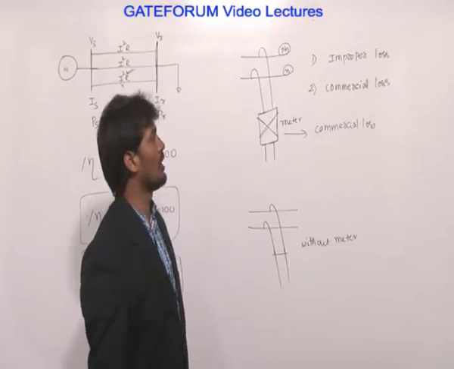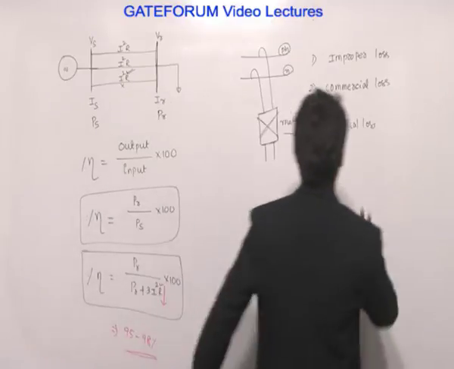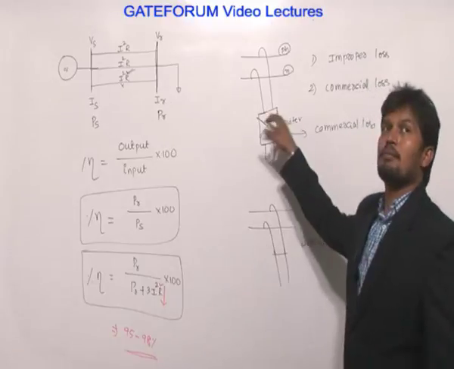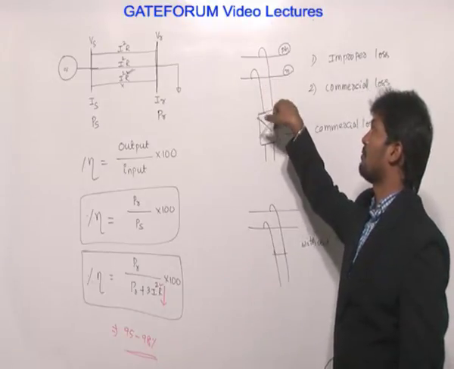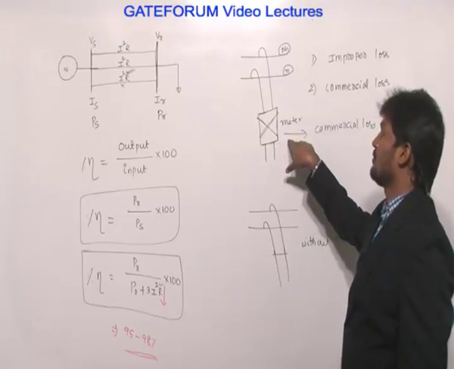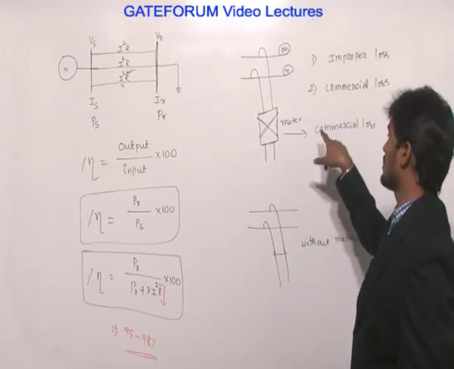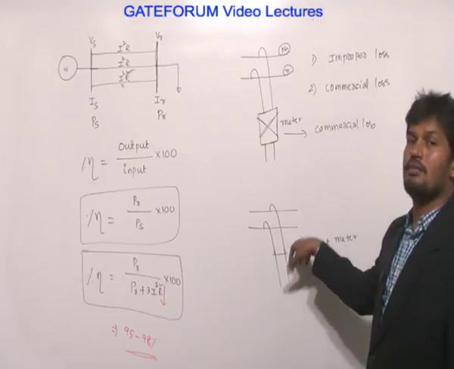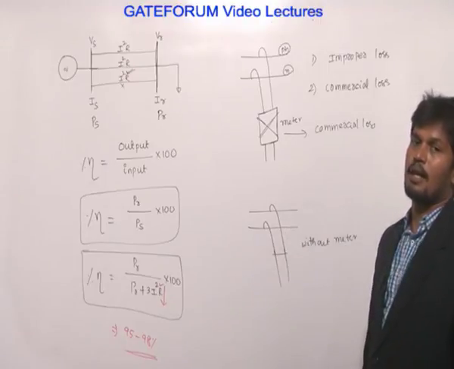Therefore in distribution two types of loss will occur: one is commercial loss, the other is improper loss. What is the commercial loss? Tapping of power from distribution lines with a meter, but the meter is not working, is called commercial loss. The second one, tapping of power from distribution lines without a meter, is called improper loss.